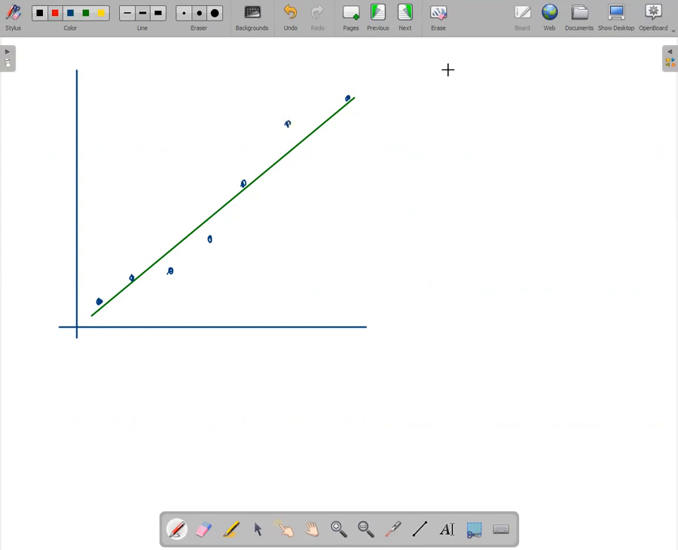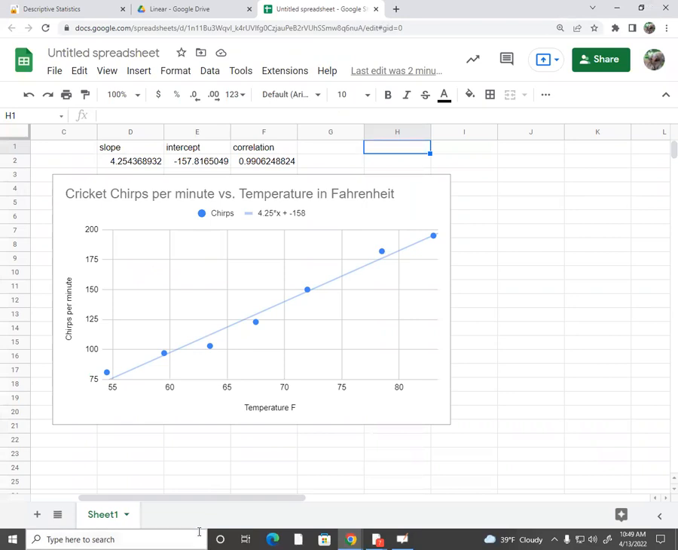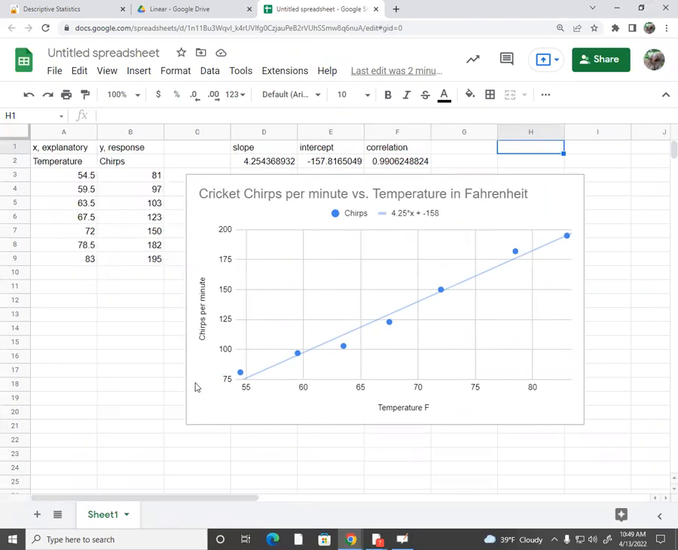Now, what we're doing is we're finding this equation y equals m times x plus b. What's x here? Well, x is one of the values in this table right here. So for this set of data, x is either 54.5 or 59.5 or 63.5, 67.5, 72, 78.5, 83. Those are the different temperatures that were observed. So those are the possible x's. If I plug in one of those x's, am I going to get the same y that was in the data from my equation? The answer is no, I'm not.